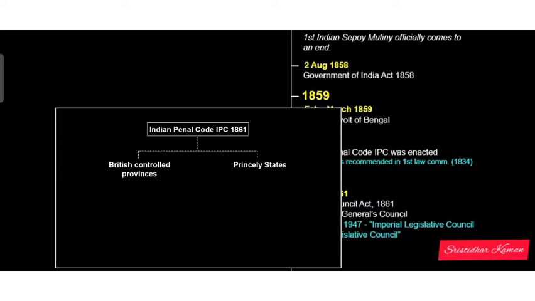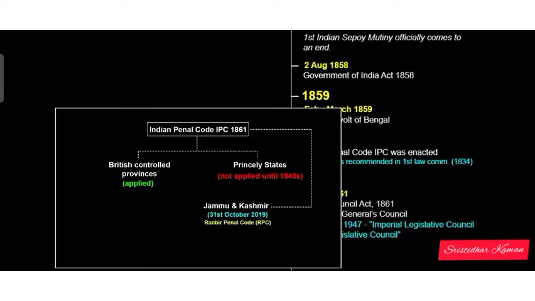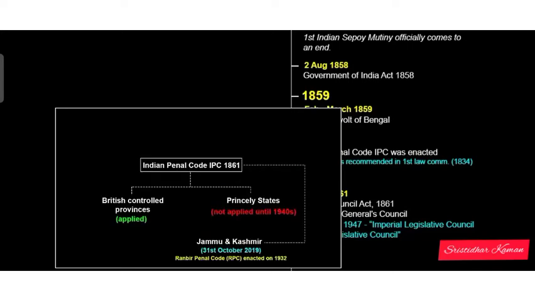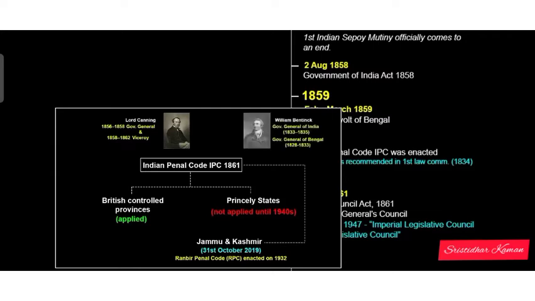The Indian Penal Code did not apply to the princely states because they had their own courts and legal systems until the 1940s. As we know, the IPC came into force in Jammu and Kashmir on 31st October 2019, which replaced the state's Ranbir Penal Code. Just remember, the IPC was rolled out during the tenure of Viceroy Lord Canning, but it was prepared and drafted during the tenure of Governor General William Bentinck in 1834.